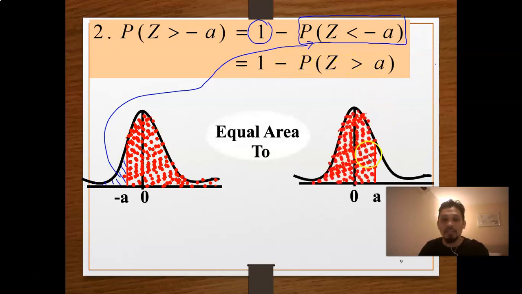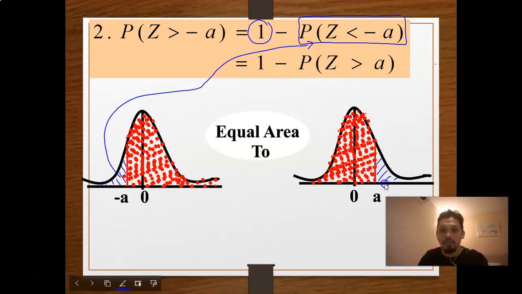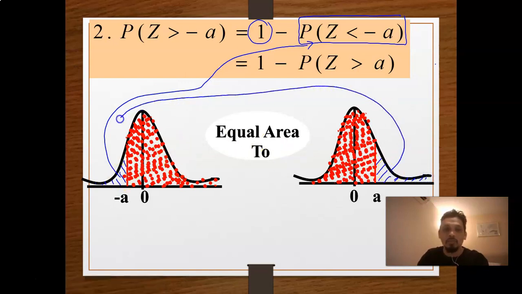Just imagine that if I bring this red dot's area to the left side, this area is equal to this area. They are equal. Okay? So we use this calculation.